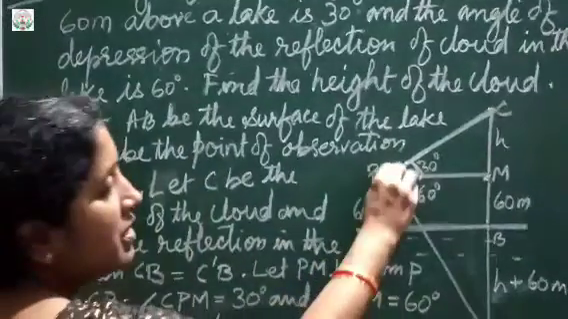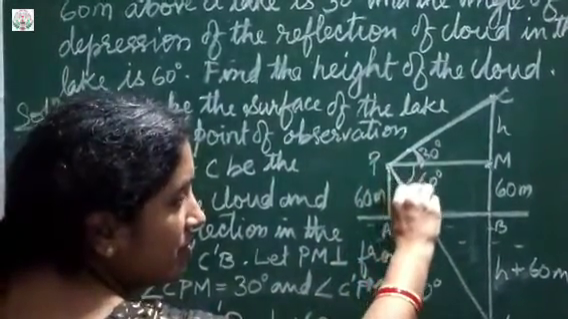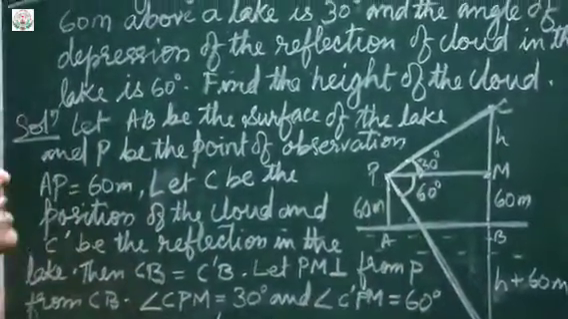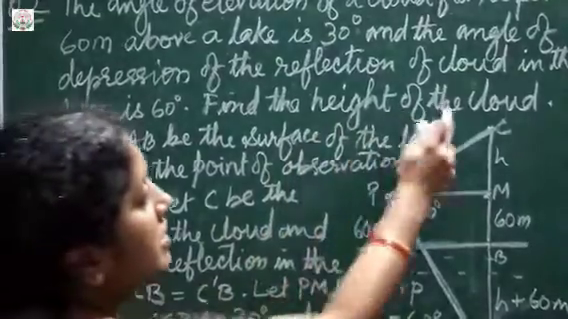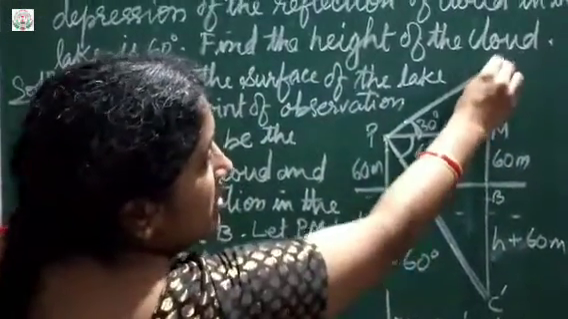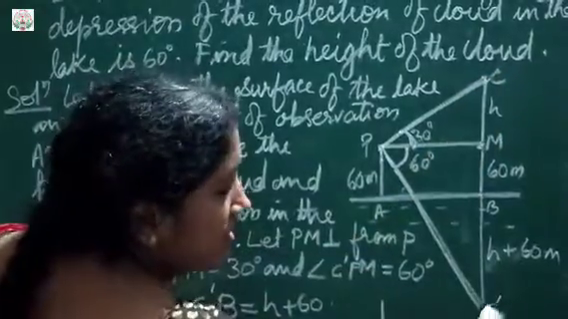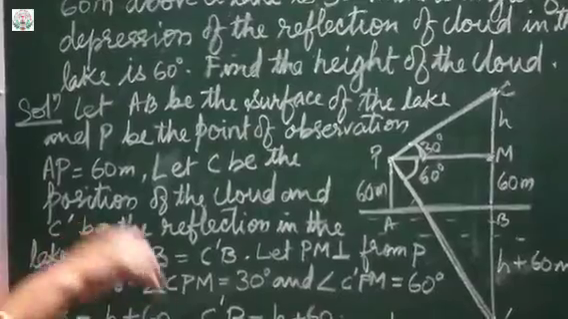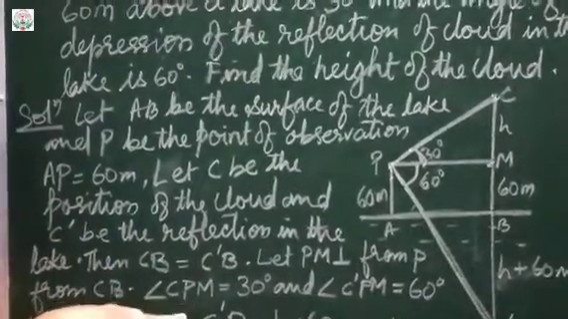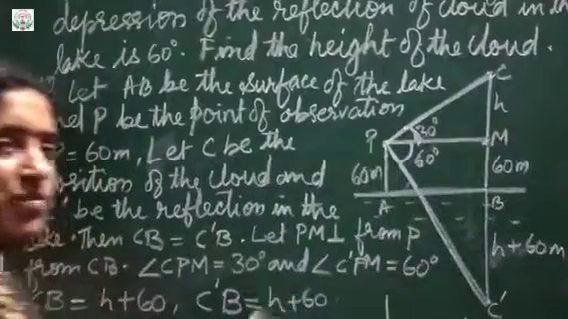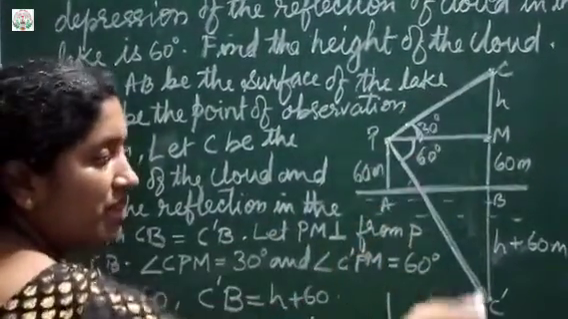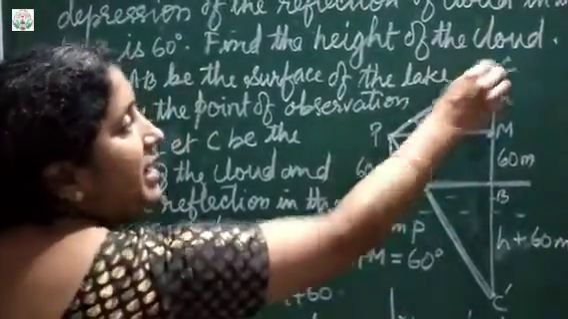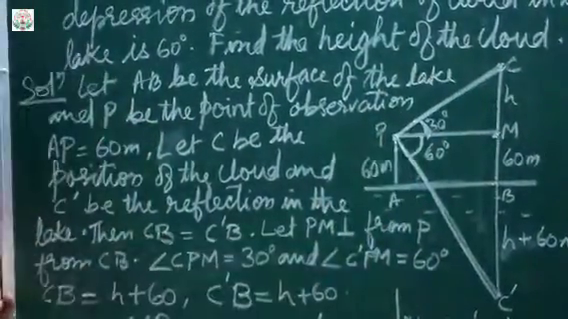So from here the angle of depression. Angle of depression is how much? 60 degree. Find the height of the cloud. This cloud's reflection I can see below the lake, that means in the depth of the lake. Lake means water surface, so in this I can see the reflection of that cloud. So the height of the cloud is what we have to find.